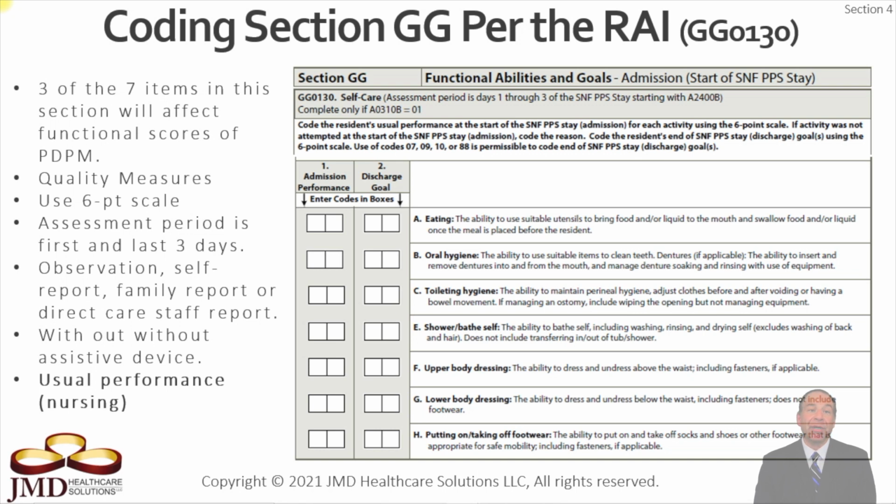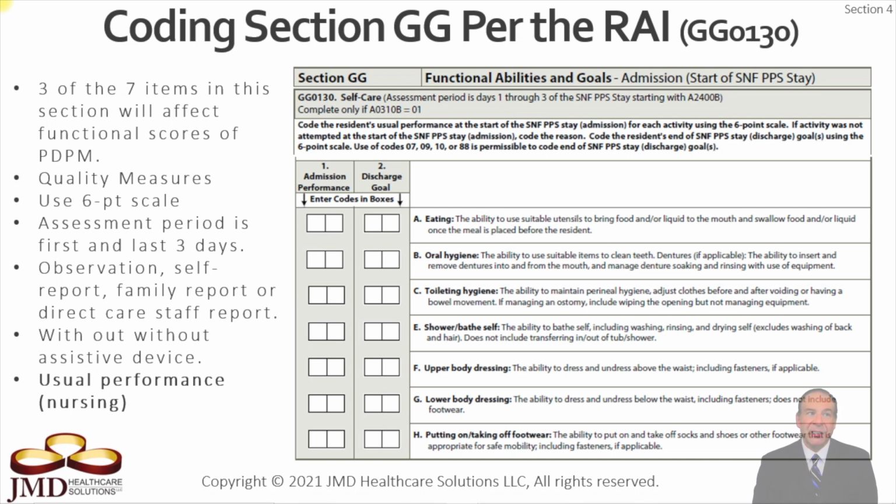Observation, self-report, family report, direct care staff, all can be contributing to this. You want to make it as accurate as possible. You may need to use all those items. You want to make sure that what you're checking is accurate and the information you're getting is right. And I'm talking to MDS coordinators. It is your final call.